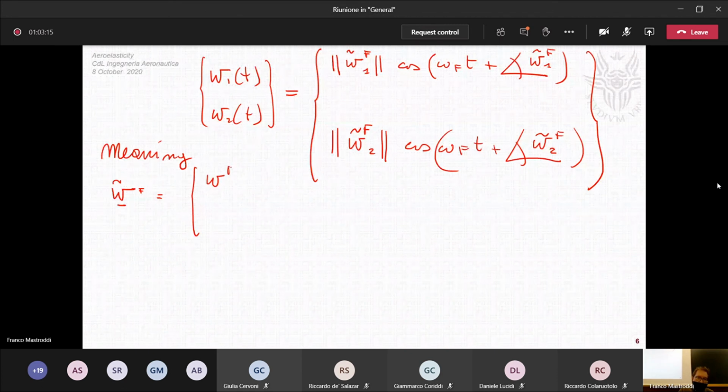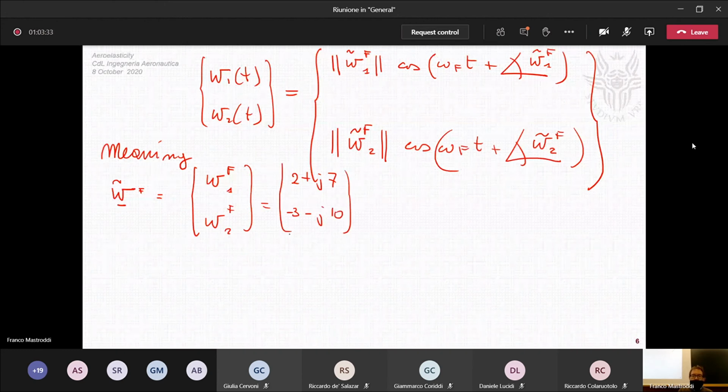With a first component, a complex number, a second component, another number. For example, 2 plus j7 minus 3 minus j10. Two complex numbers. What is the meaning? Okay. The meaning is in the writing of the final formula. Give me a minute for writing this final formula before the break.